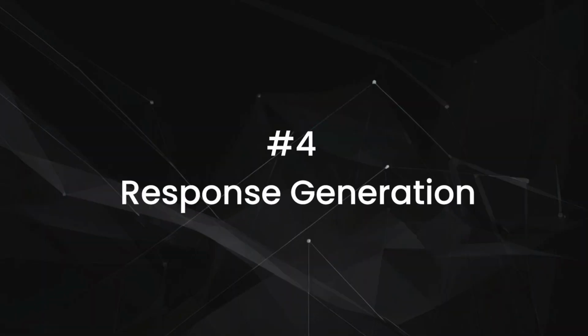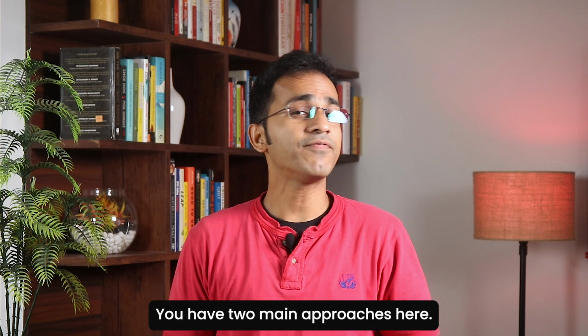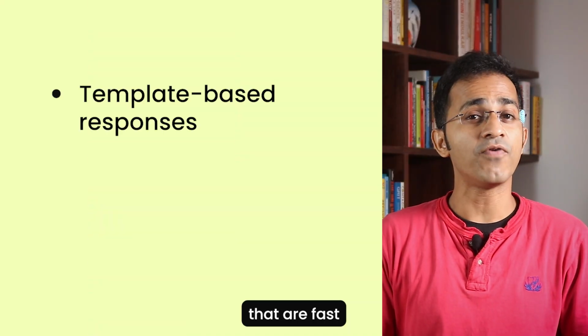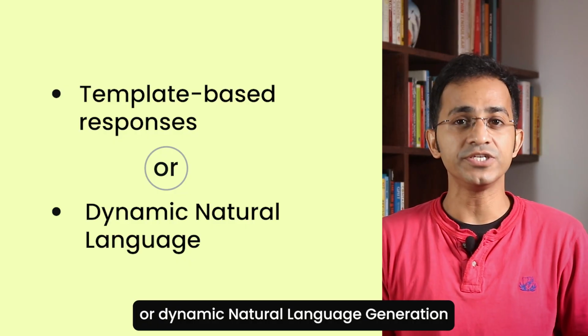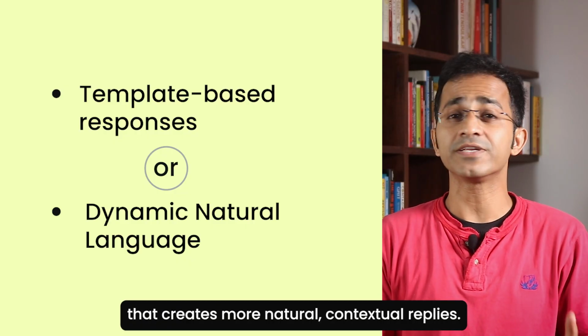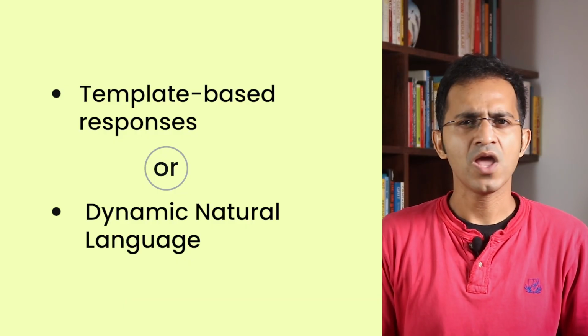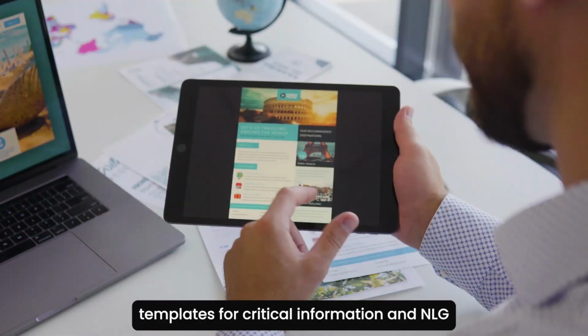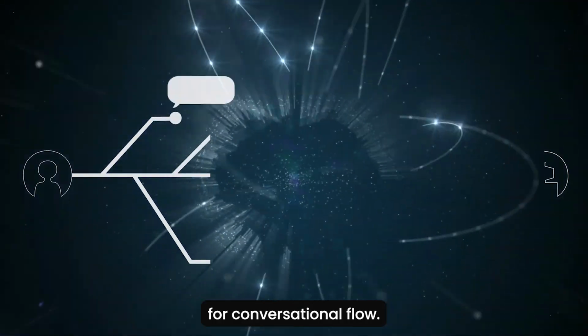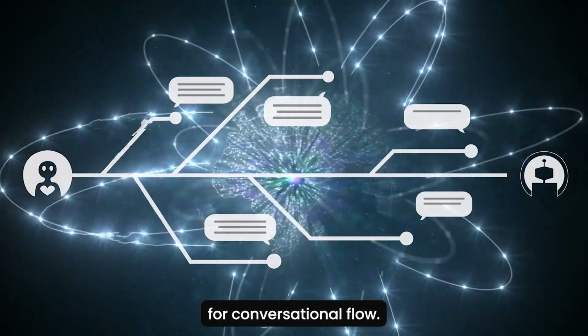Layer number 4, response generation. You have 2 main approaches here. First, template-based responses that are fast and predictable, or dynamic natural language generation that creates more natural contextual replies. Most production systems use a hybrid approach. Templates for critical information and NLG for conversational flow.